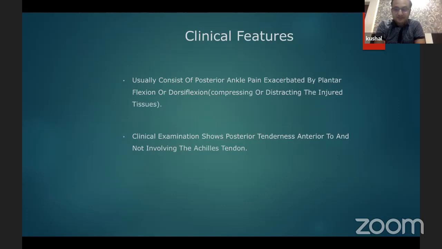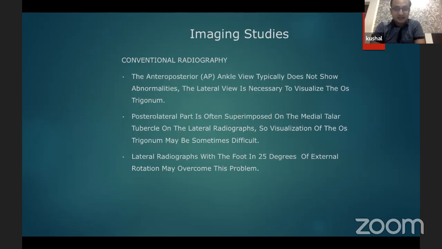So having said that, do I do any investigations? Yes, of course I do. I do a basic X-ray study, the AP and lateral view. The AP view, of course, doesn't help. So it's mostly the lateral view which helps me see the size of the bone impingement or whether there is an os trigonum or Stieda process. Sometimes it may be difficult to visualize the actual size of the os trigonum or the Stieda process, but a lateral radiograph with 25 degrees of external rotation may overcome this problem. And I'll tell you why.